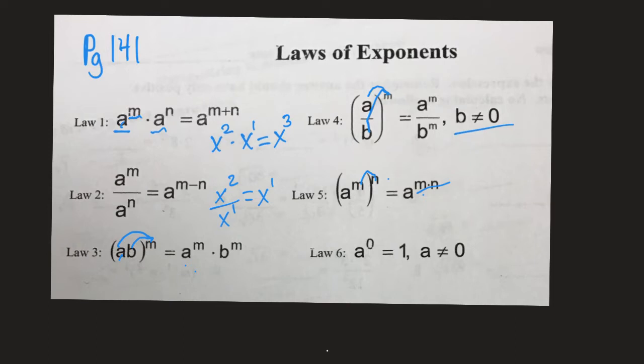Now, law 6 is probably the easiest rule. If you have anything to the power of 0, it is 1, with the exception of 0. So you can have 2 to the power of 0, it is 1. If you have 100 to the power of 0, it is 1. It does not matter what a is, again, except for 0. It's going to come out to be 1.